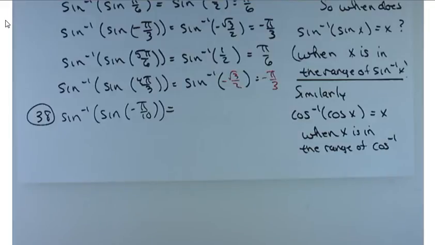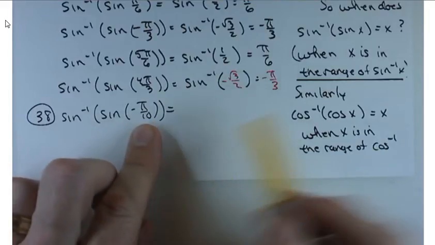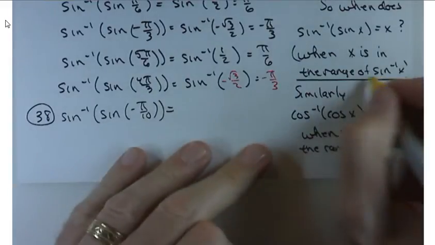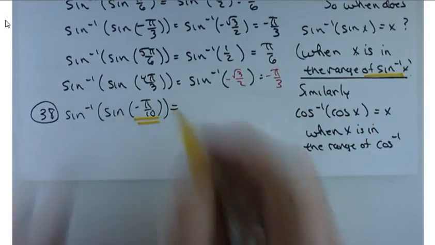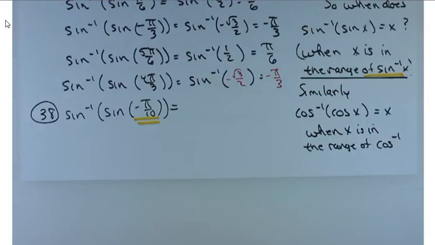Let's understand what you should be looking at. You should think about the range of the inverse sine. Is that number in the range of the inverse sine? What was the range of the inverse sine? So negative pi over 2 to pi over 2. Does negative pi over 10 fit in here? Actually, it does. So negative pi over 10, that's like an 18-degree angle. So that would fit nicely between negative 90 and 90.